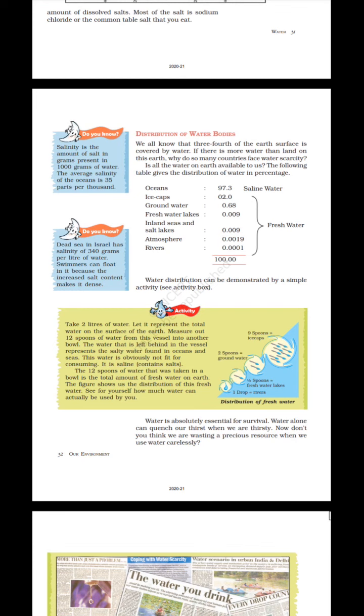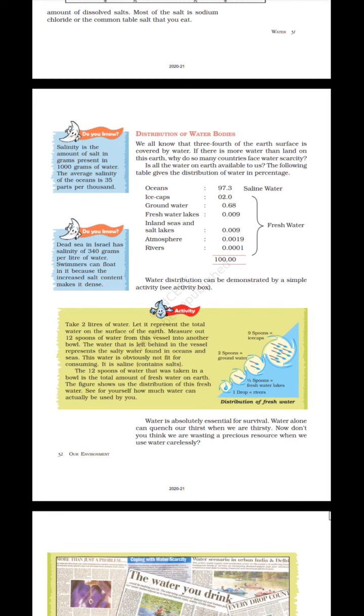2.0, groundwater 0.68, freshwater lakes 0.009, inland seas and salt lakes 0.009, atmosphere 0.0019, rivers 0.0001. Total is 100. Ice caps to rivers are fresh water.